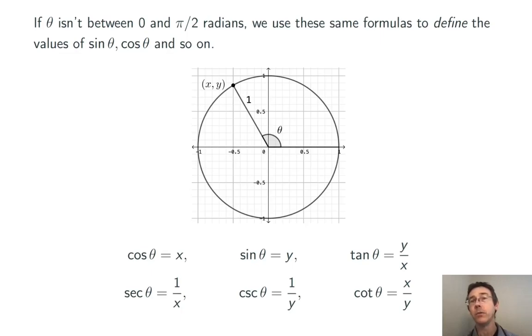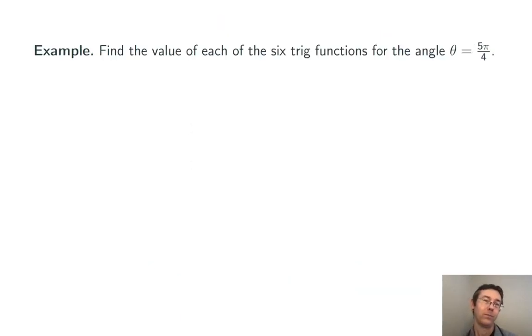If theta isn't between 0 and pi over 2 radians, that is, we can use those same formulas just to define sine, cosine, and so on. So here are the formulas. Cosine theta is x, sine theta is y, tangent theta is y over x. Secant, cosecant, and cotangent theta are just the reciprocals of those.